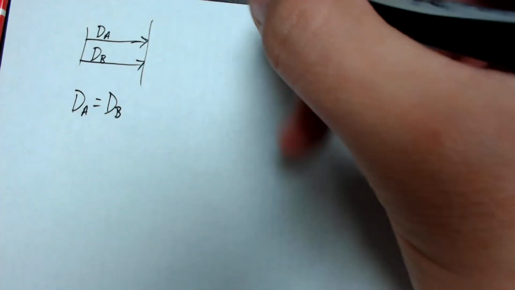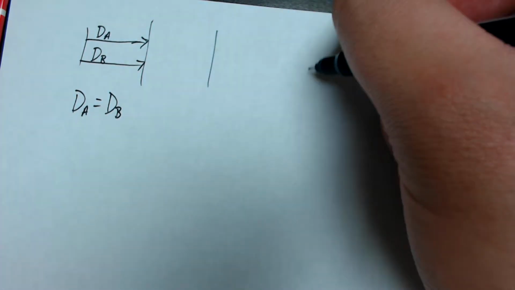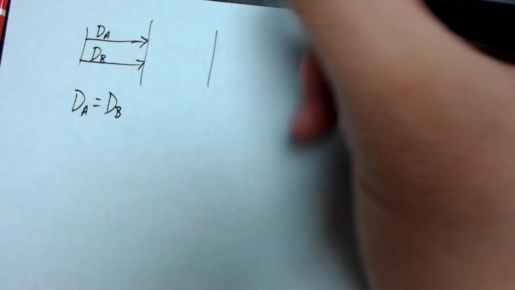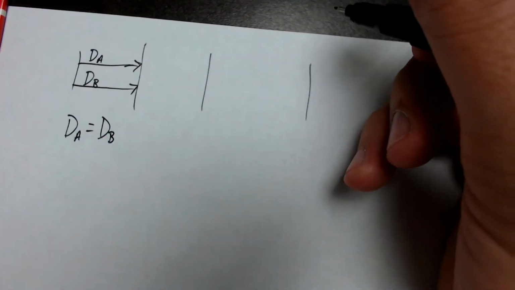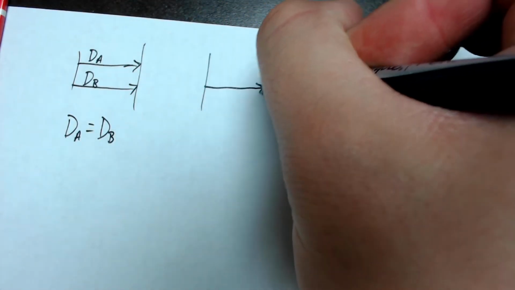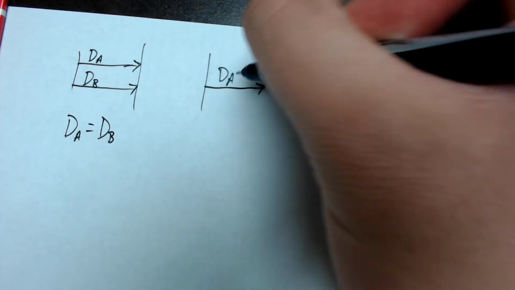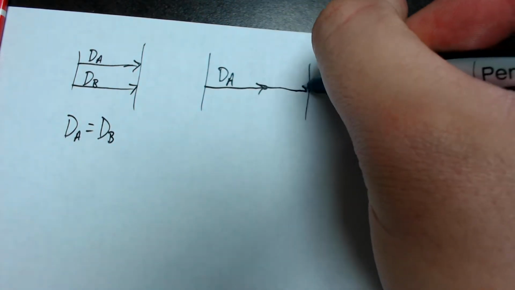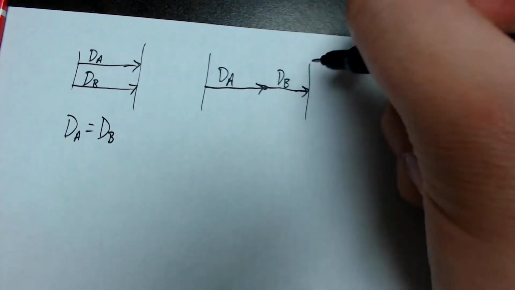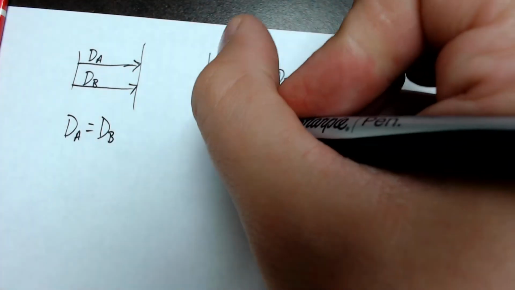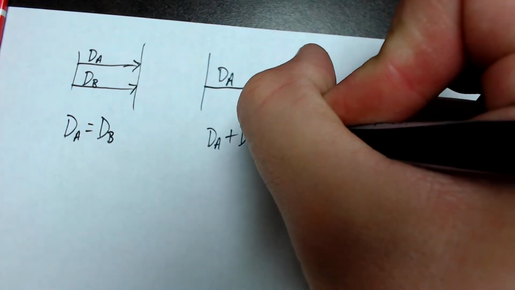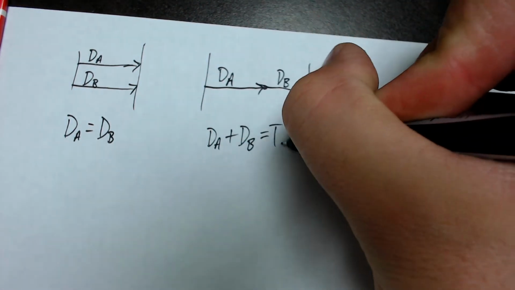The second version is going to be where distance A and distance B are being added. Kind of think like a relay race where distance A goes part of the distance, and then distance B goes the rest of the distance. In this case, we're adding distance A plus distance B to get a total.